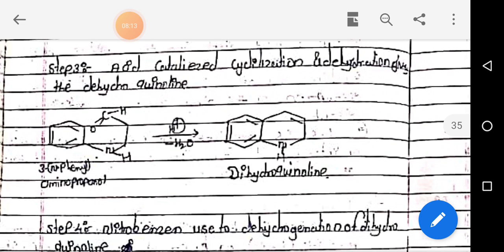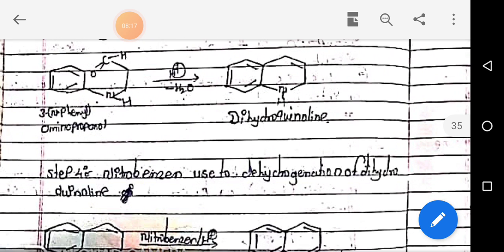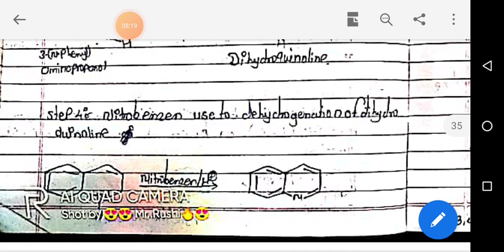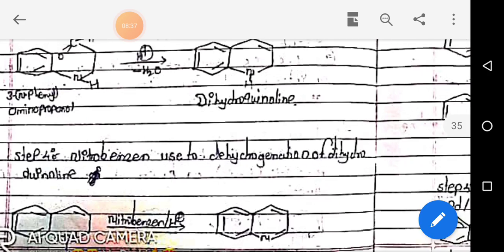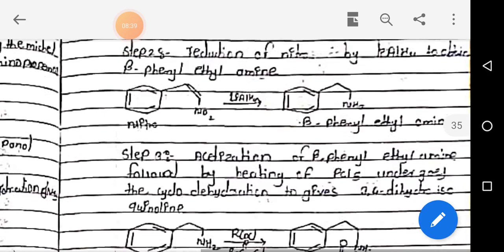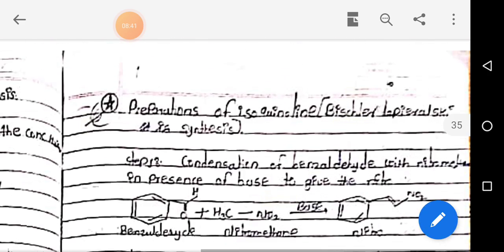In the next step, step 3, acid-catalyzed cyclization and dehydrogenation give the dihydroquinoline, which reacts with H plus ions and gives cyclization. In the last step there is the formation of aromaticity. Nitrobenzene is used for the dehydrogenation and gives quinoline. So the quinoline forms in these reactions and the compound gains aromaticity. This is the final step and this is the final compound formed. This is the most important reaction for the formation of quinoline using Skraup synthesis.